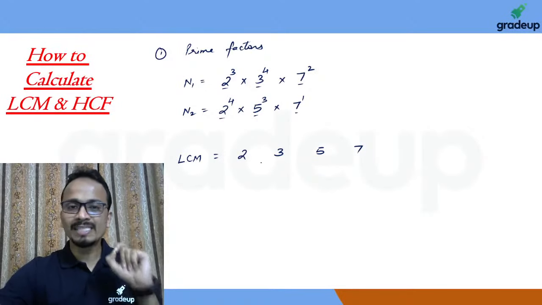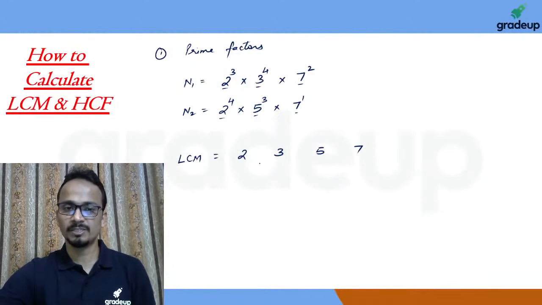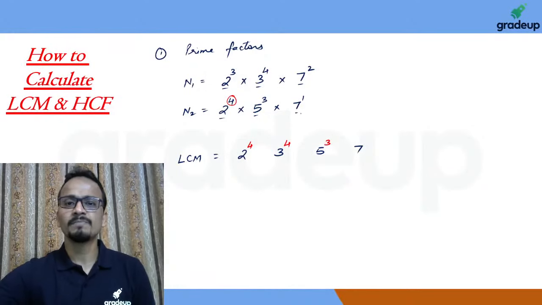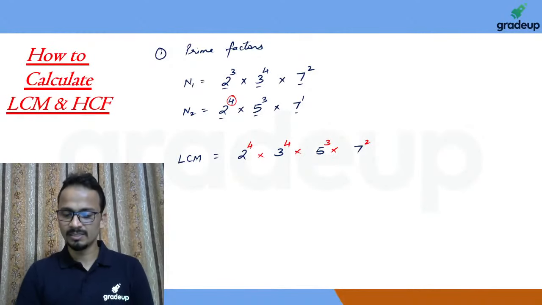Now looking at the powers, just select the highest powers of these bases. So if I talk about the base 2, the highest power of 2 in these numbers is 4. So I'll write 4 here. Okay. The highest power of 3 is only present in the first number. So the highest power of 3 is again 4. The highest power of 5 is 3 and the highest power of 7 is 2. Now multiply all of them and this will be the LCM of these numbers. All right. Am I clear?